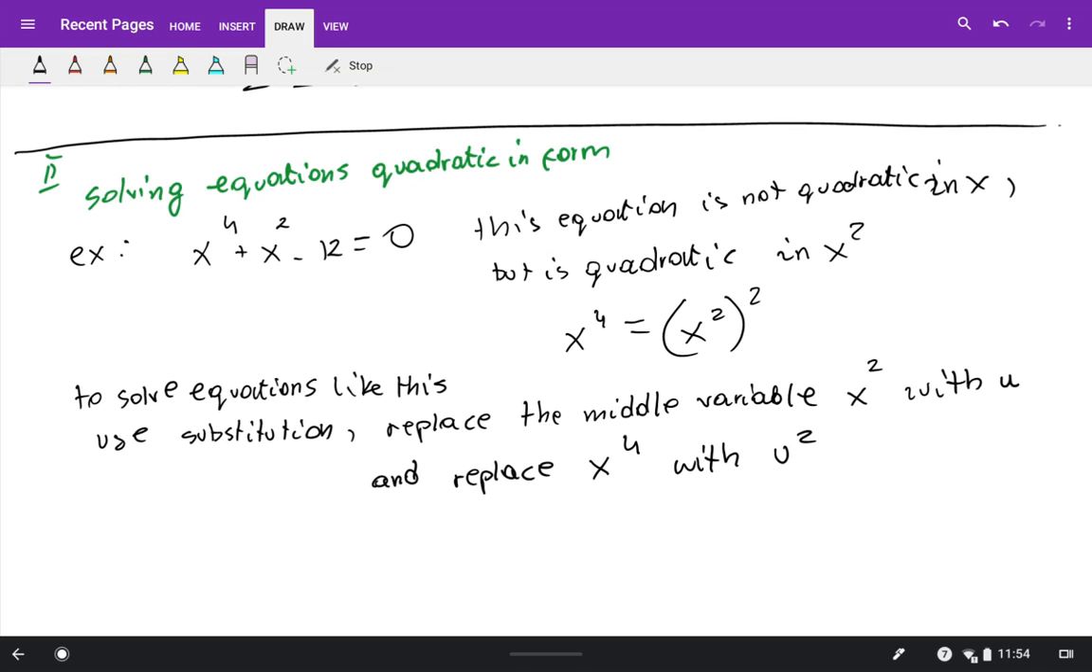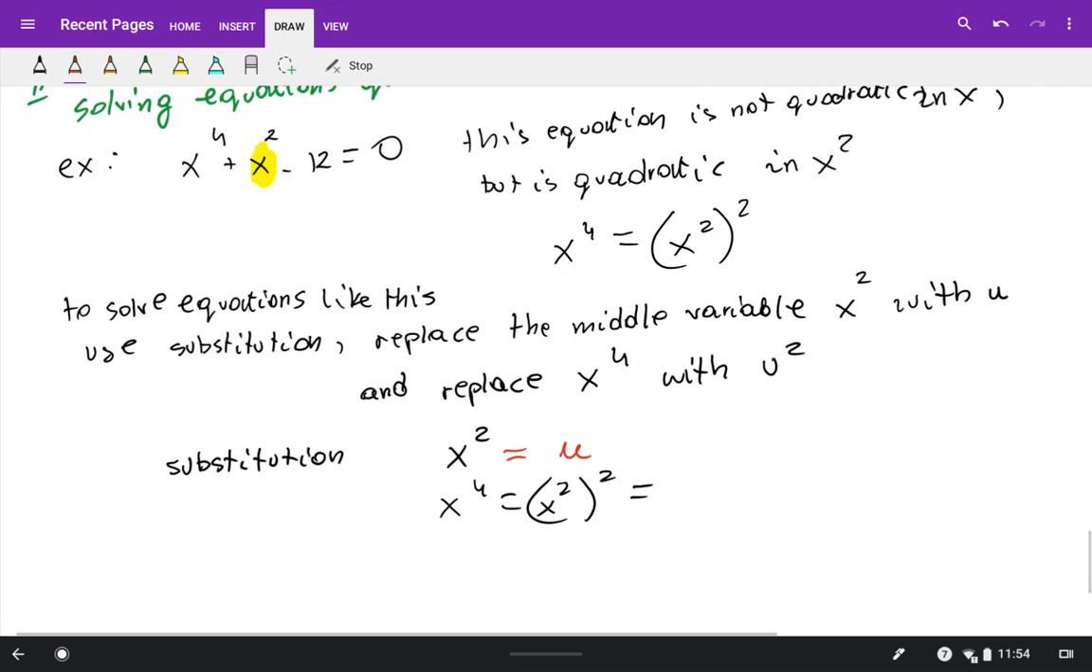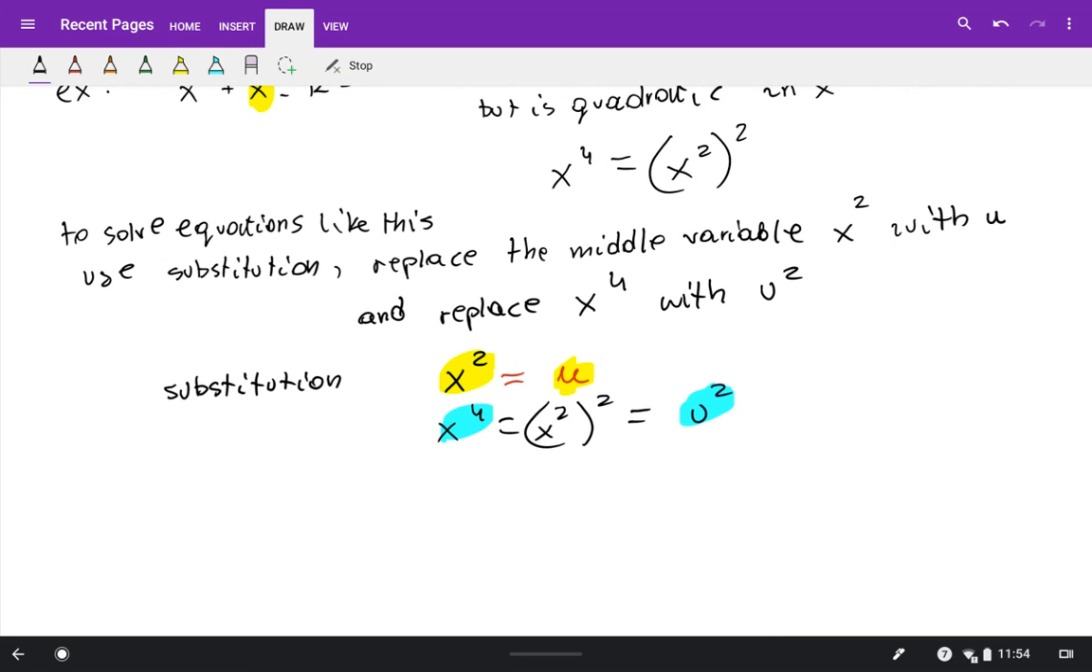So look what happened. We're going to use the substitution. We're going to make x squared, which is always in those types of equations the middle one, equal u. That's why x to the power of 4, which is just x squared to a second power, since x squared is u, will be u squared. Okay, so x squared is u, x to the 4 power, we're going to have u to a second power. Okay, so that's what we're going to do first.